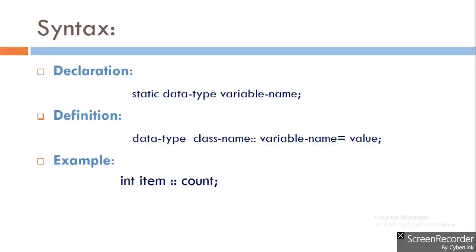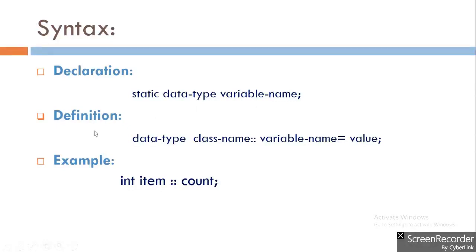Let's see the syntax to declare a static data member. See friends, here we have used the keyword static, and then after we have declared a variable as a simple variable. That means static data type and then variable name. This is the declaration of a static data member.